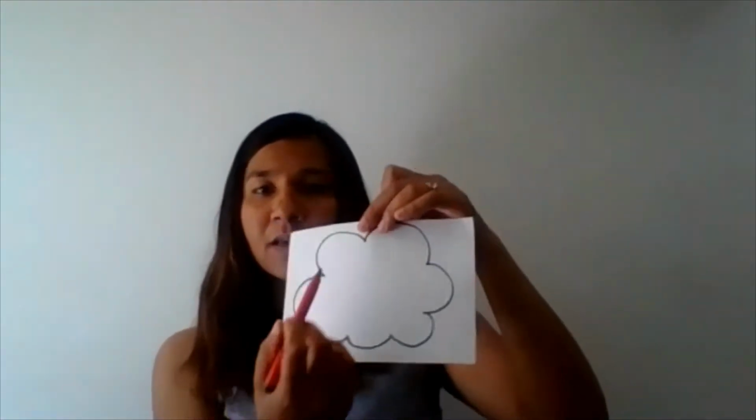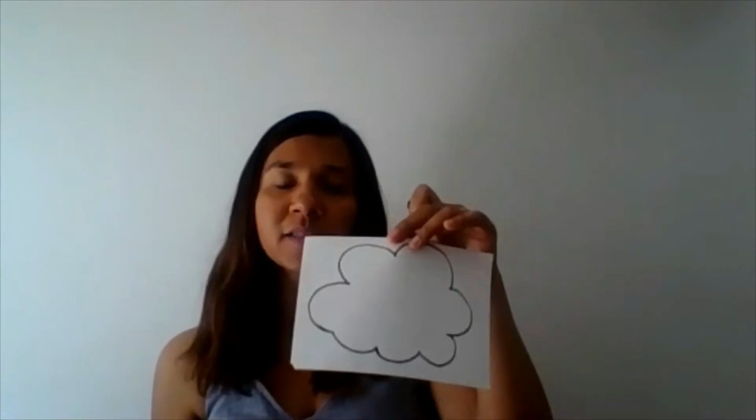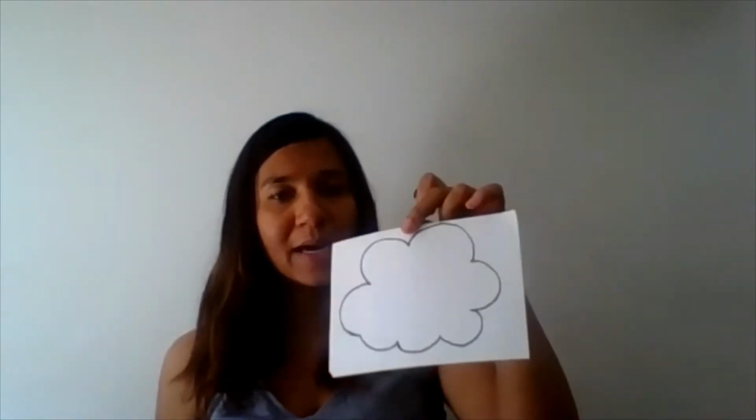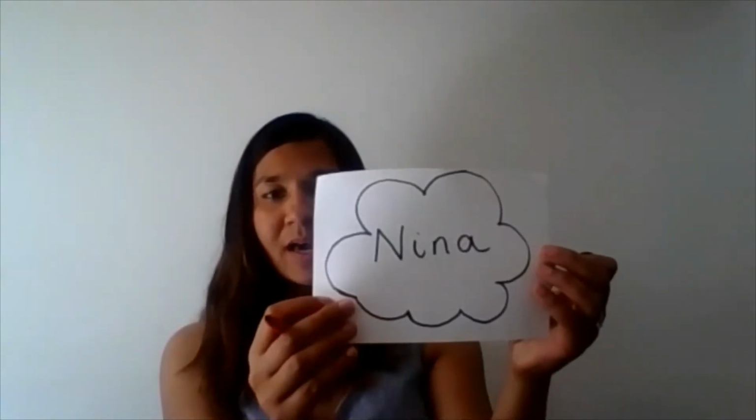So I need to draw a cloud first on my piece of paper like I have done, and then you are going to cut your cloud out. Once you have cut your cloud out, you need to write your name clearly inside the cloud, and I'll show you what I mean. I'm going to write my name clearly inside the cloud, just like that.